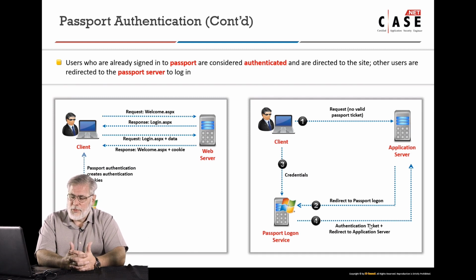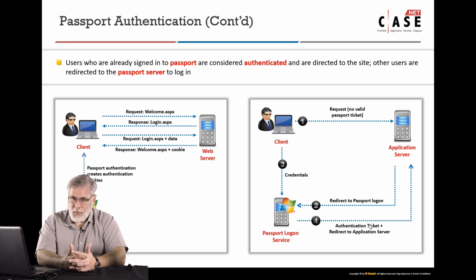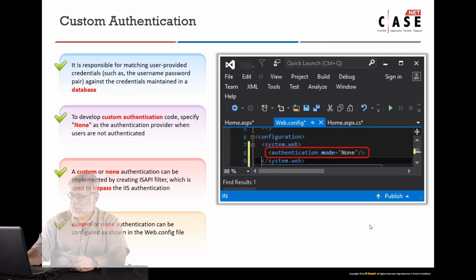The way this works is, if a user is already signed in to Passport, then they can be considered to be authenticated and directed to the site. Other users are redirected to the Passport server. So basically, if I've already logged into Passport, then I come to your website, Passport's going to go ahead and authenticate me for you. Now you are offloading the authentication process to the Microsoft Passport server, but as we said, there are scenarios where that's exactly the right idea.